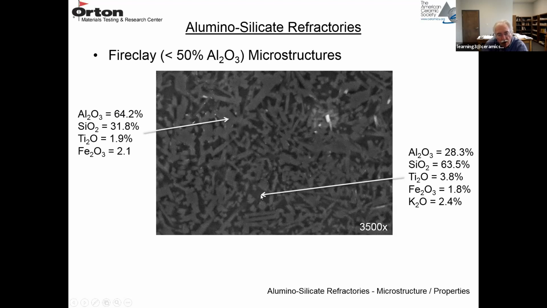And then if you look at a darker region, that's your silicate glass. That's only 28% alumina and 63% silica plus the impurities. So on a really fine scale, whether you're in the matrix portion or the pre-fired particles, this is what the microstructure looks like at a higher magnification.